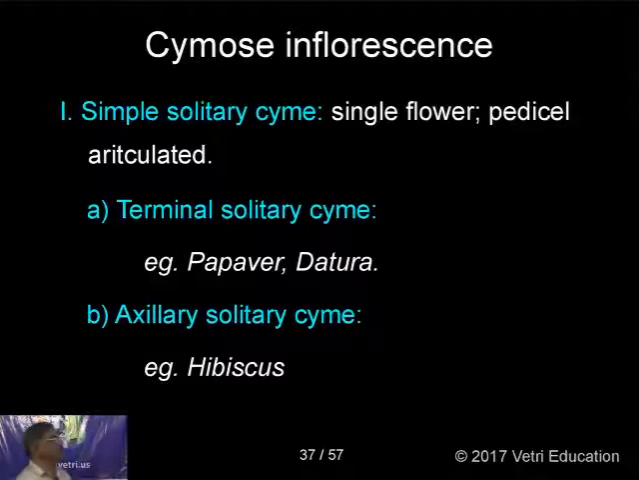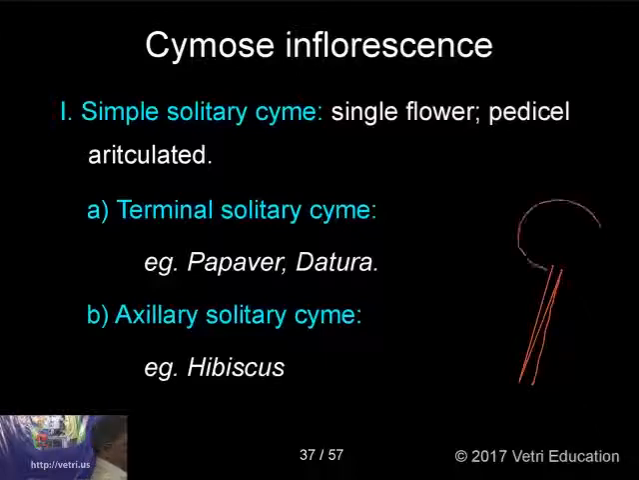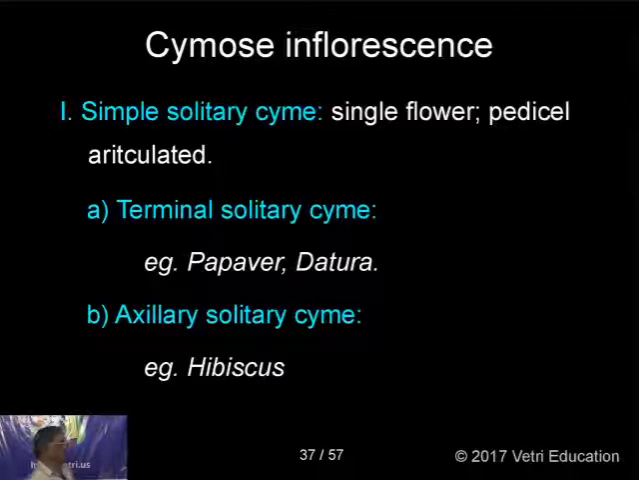The first one, the simple solitary cyme, is a single flower, pedicellate and articulated, that is, you can find a joint like this. Sometimes you can find a joint. That's why it is cymose. Previously in its ontogeny, some flowers were there that are suppressed. So you can have only one flower later. So it is a simple solitary cyme. Terminal solitary, example papaver and datura. If it is axillary solitary, found at the axil of the leaf, hibiscus.